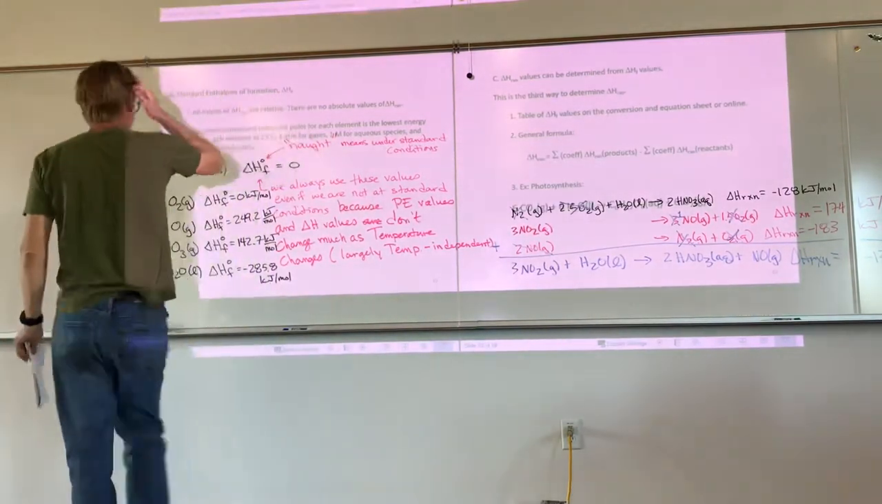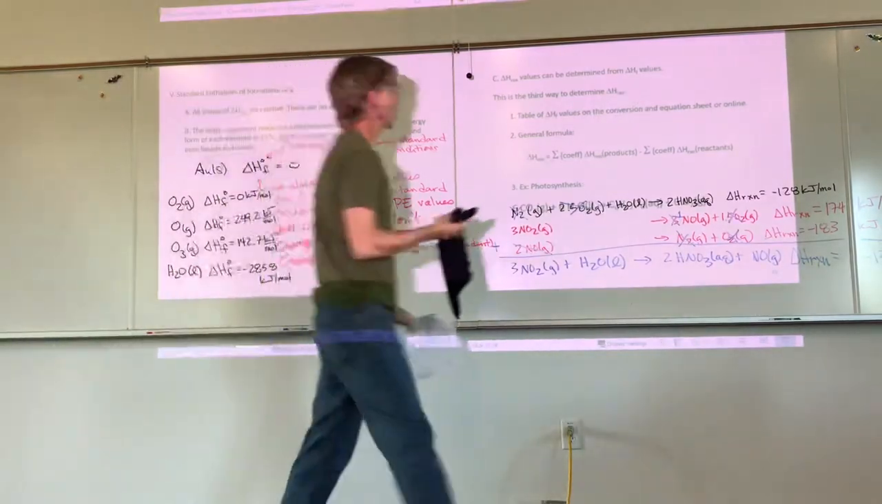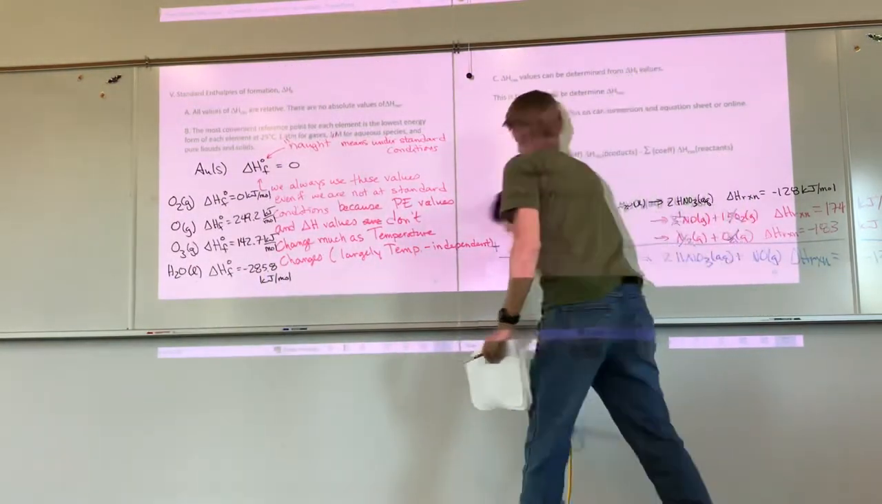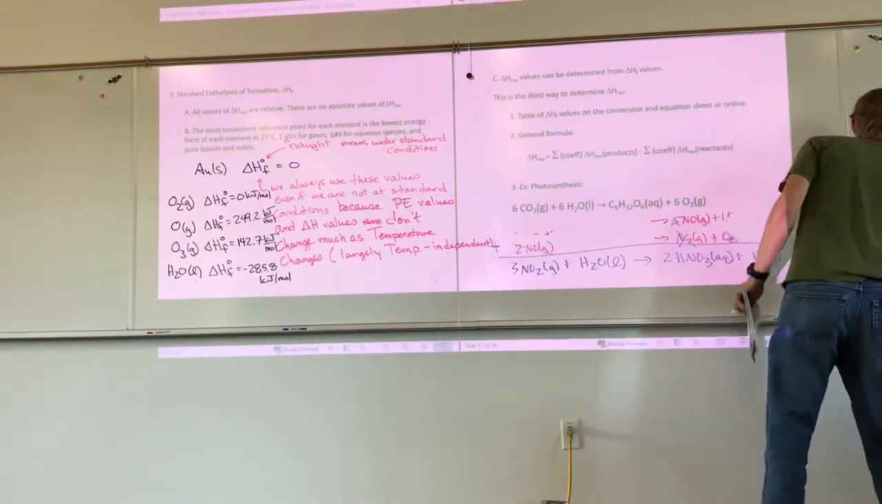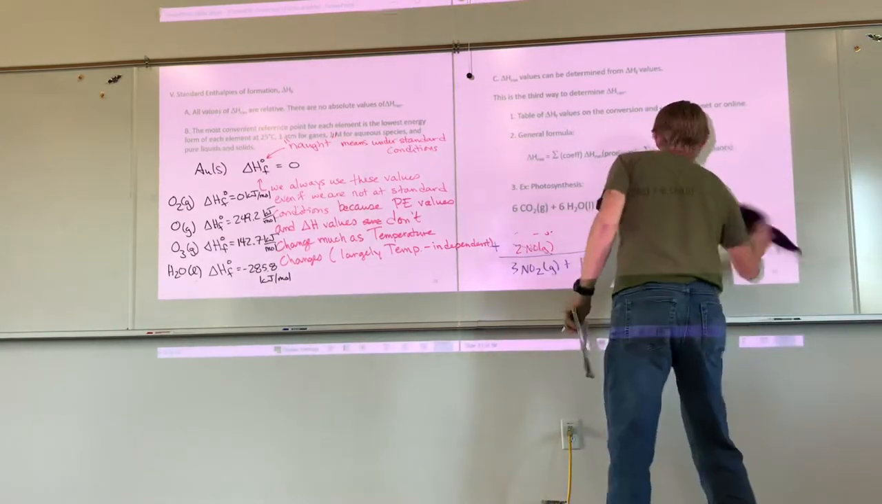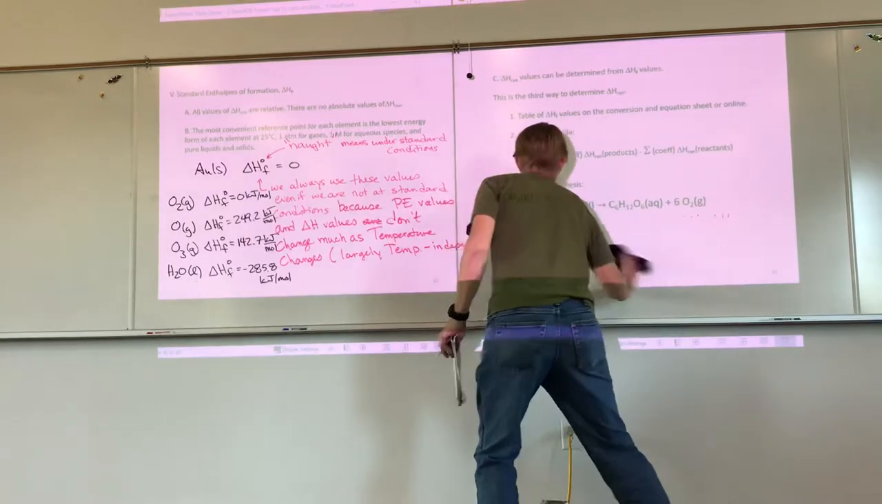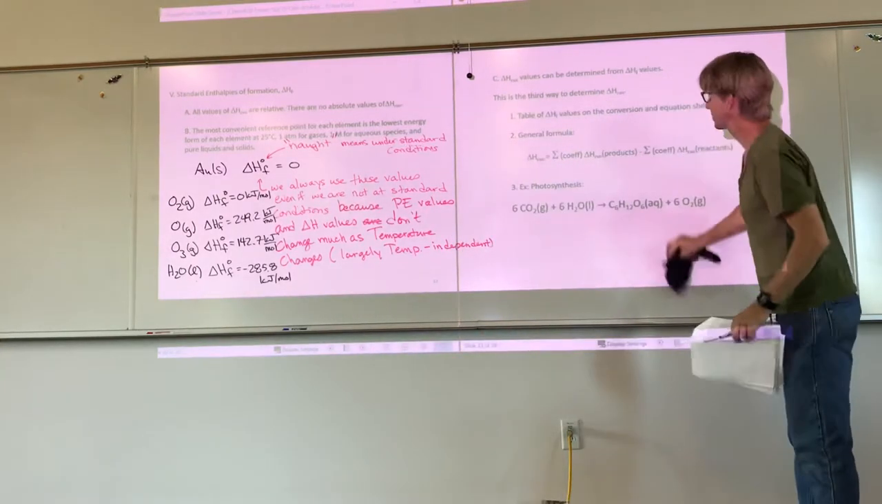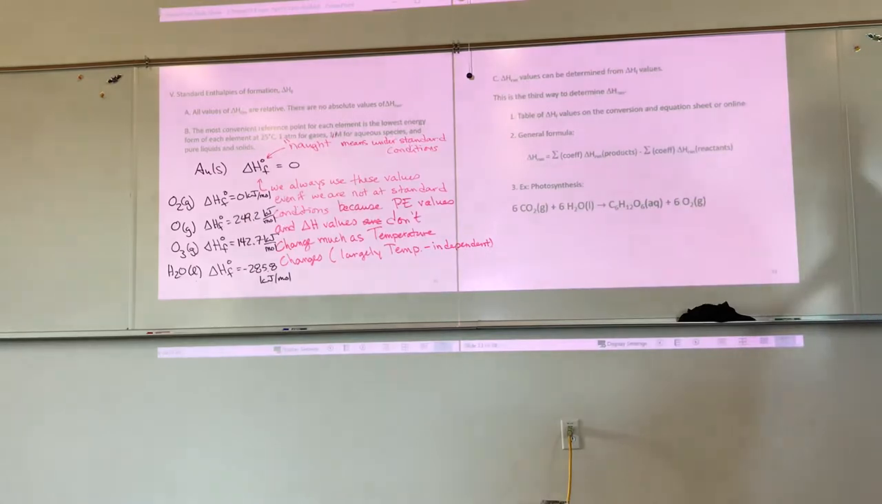Delta H reaction values can be determined from delta HF values. This is the third way to determine delta H reaction. There's a table of delta HF values on the conversion equation sheet. Any that you need that are not on this list can be found online. And it turns out that for your thermochemistry discussion this week, I built this list into it.